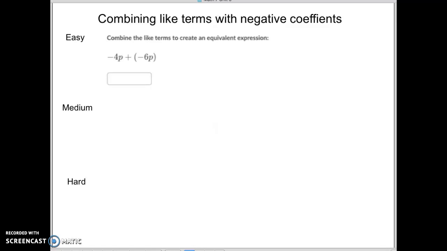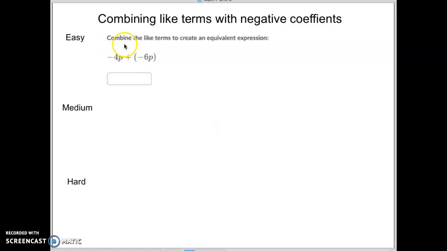All right, here is your first con of this unit, combining like terms with negative coefficients. So I have these ranked. I have three problems out here. First one is easy, second one medium, third one is hard, so let's go through all three of them. All right, first one, easy.